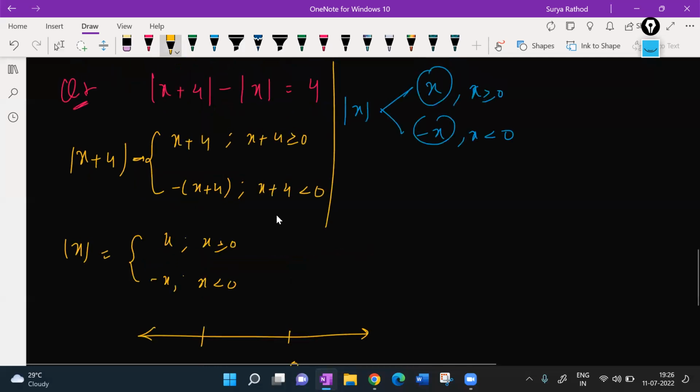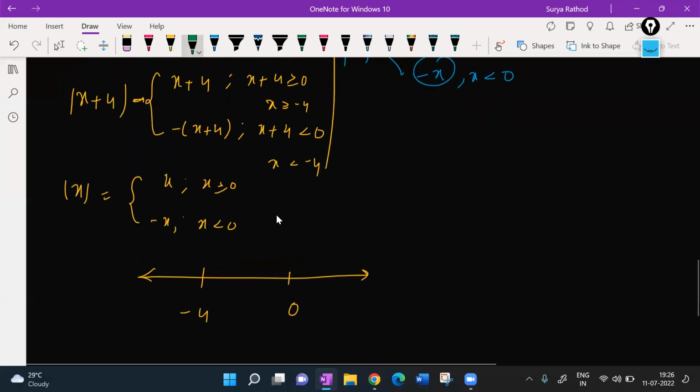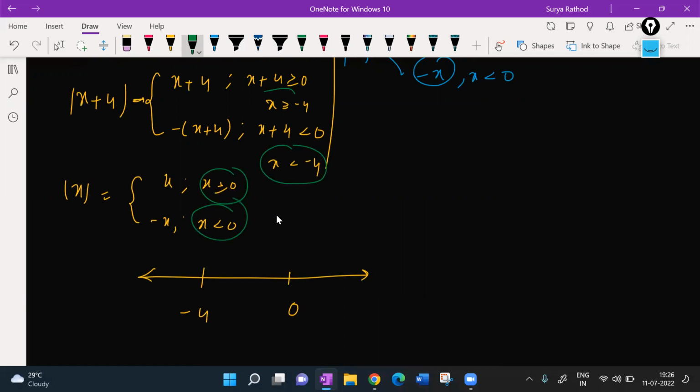So what will you be getting here? X greater than or equal to minus 4. X less than minus 4. Now, what are the inequalities you will be getting? Tell me. X less than minus 4. X less than 0. X greater than or equal to 0. X greater than or equal to minus 4. Just plot all these inequalities on this number line. Take the cases and done.